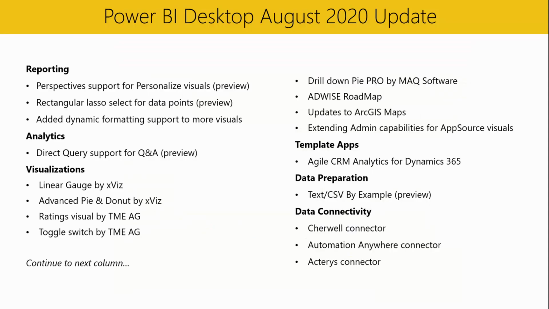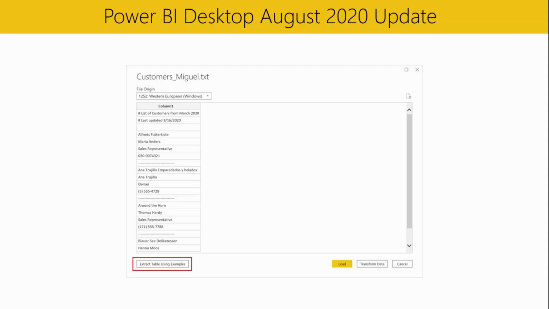Next, in the data preparation section, we're pleased to announce that the text or CSV by example feature in Power Query is now available for public preview. To start using the feature, you should enable Import Text Using Examples in the Preview Features page of the Options dialog. When using this feature, you'll see a new option to Extract Table Using Examples on the bottom left-hand corner of the File Preview dialog.